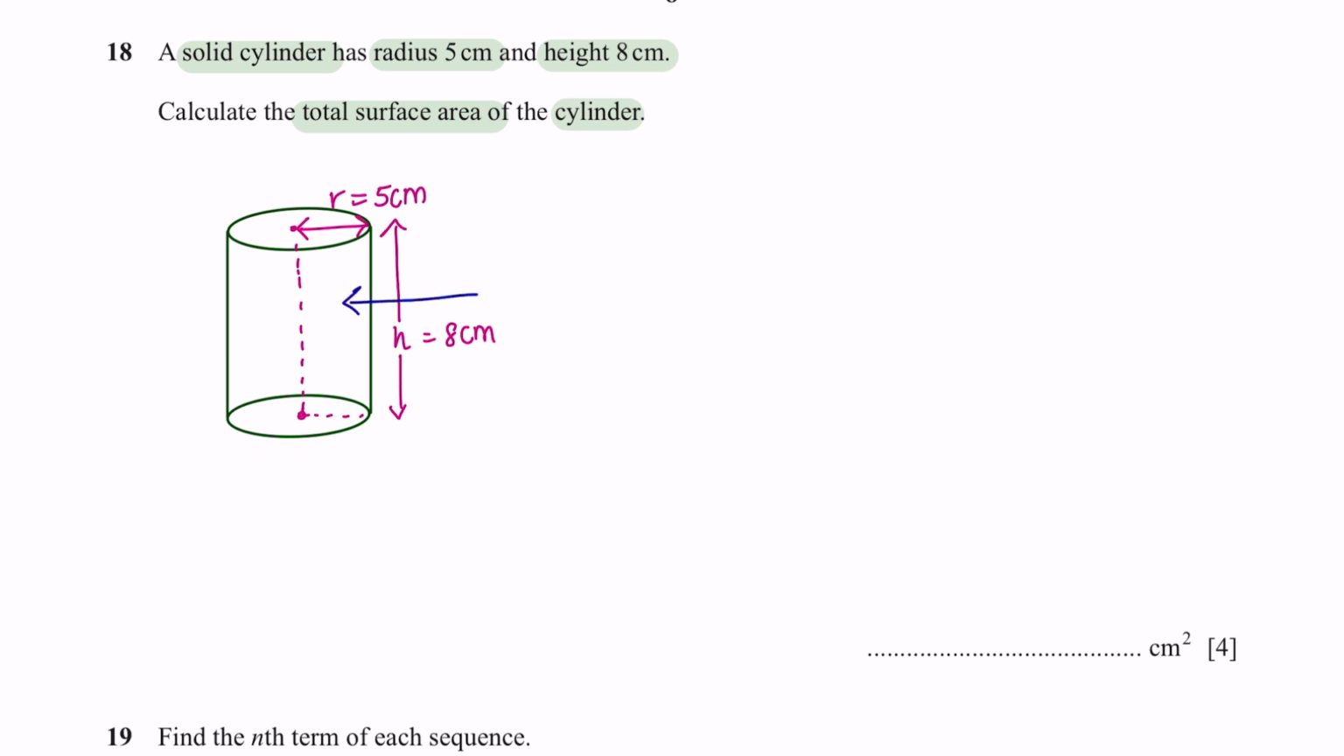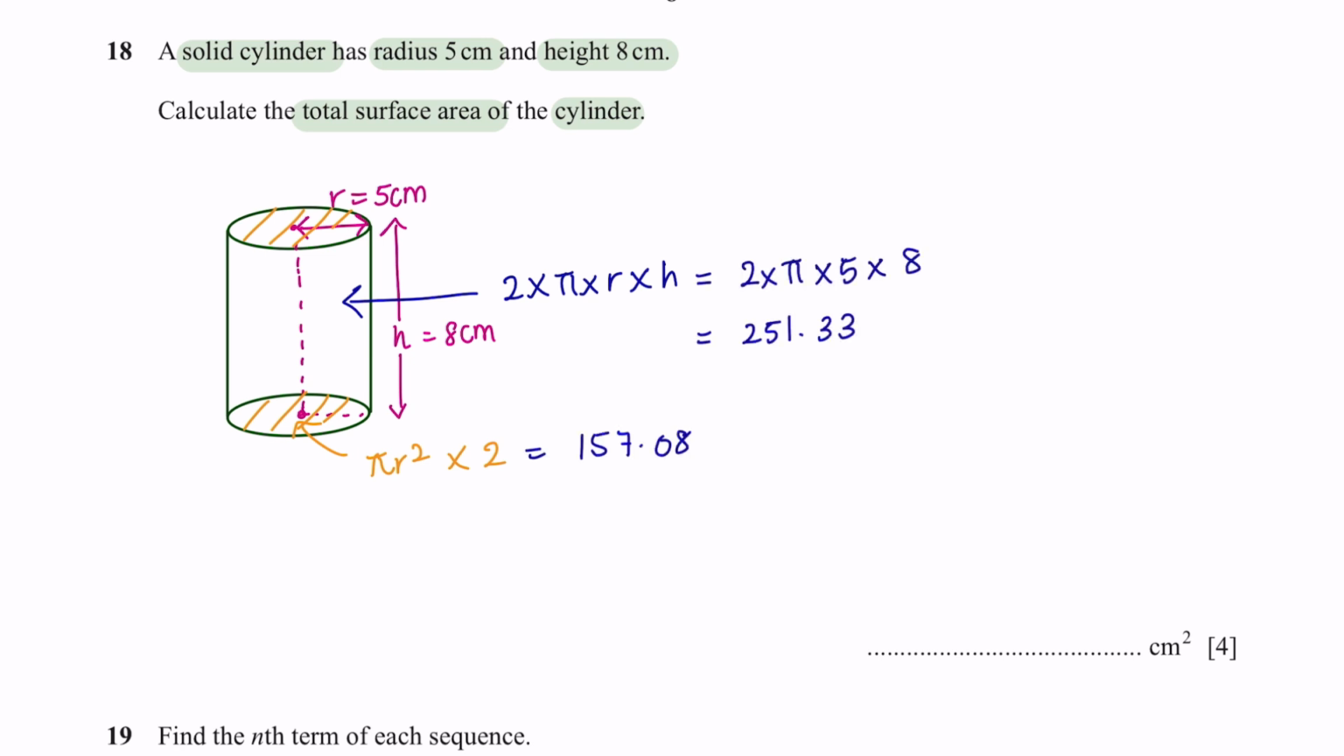You can take a screenshot of this. So for the curved area, the formula is 2 pi r multiplied by its height. And for the circle, it's pi r squared. And since we have two sides, top and bottom, we'll multiply this by 2. So adding this up together is 408.4 centimeters squared.